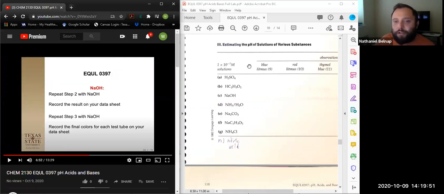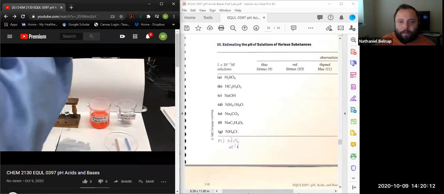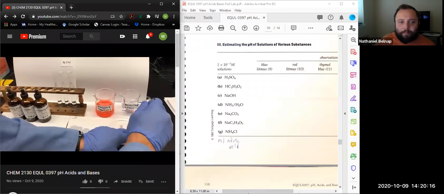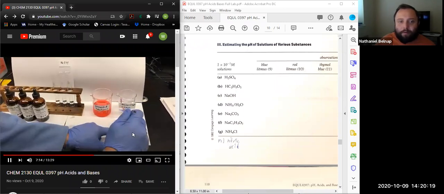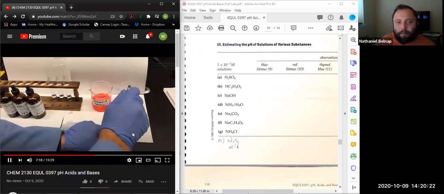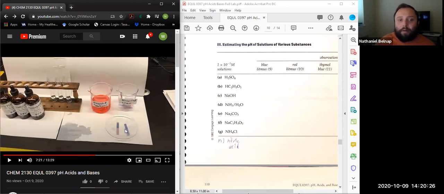Also, guys, it should be going in order here, so A, B, C. That's why I was confused about the unknown. I think that's just supposed to be sulfuric acid. So next we have sodium hydroxide. He adds that to the blue litmus paper, it stays blue. And the red litmus paper changes to blue.